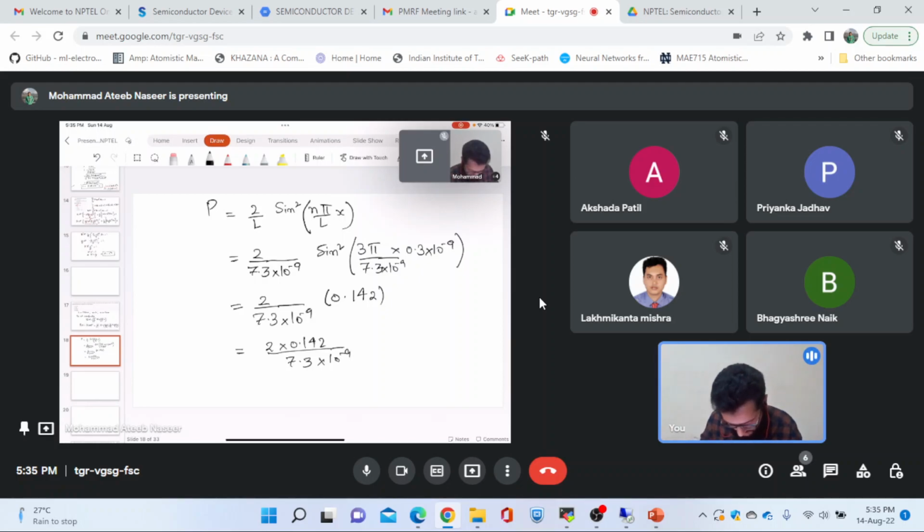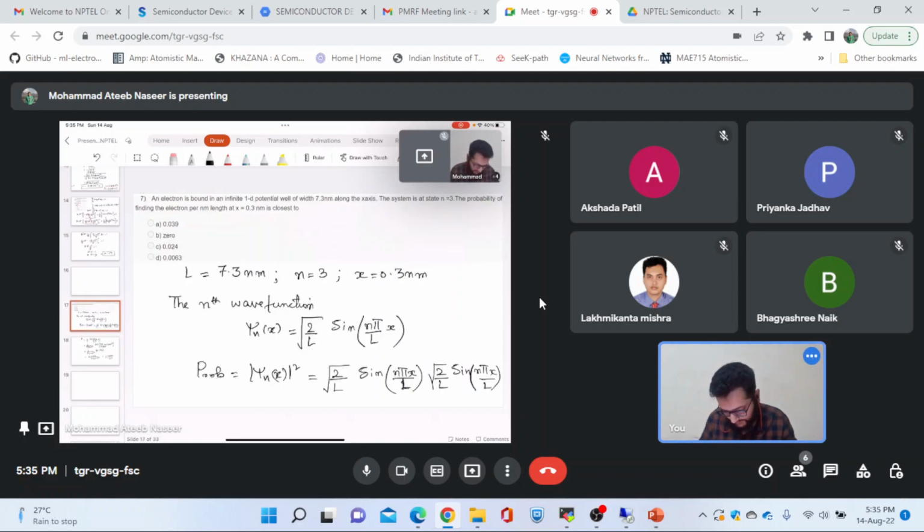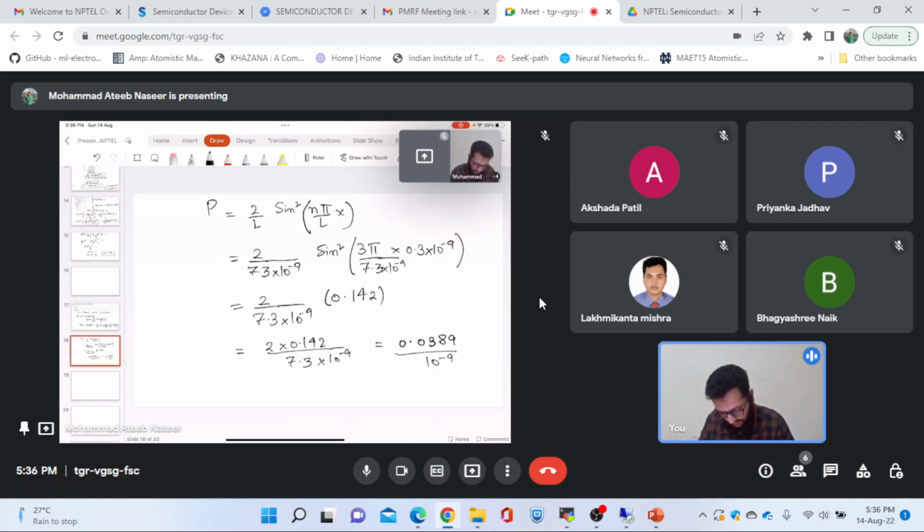It will simply come out to be 0.0389 divided by 10 raised power minus 9 meters. So the answer, since it asks the probability in the units of per unit nanometer length, P will simply be equal to 0.0389.